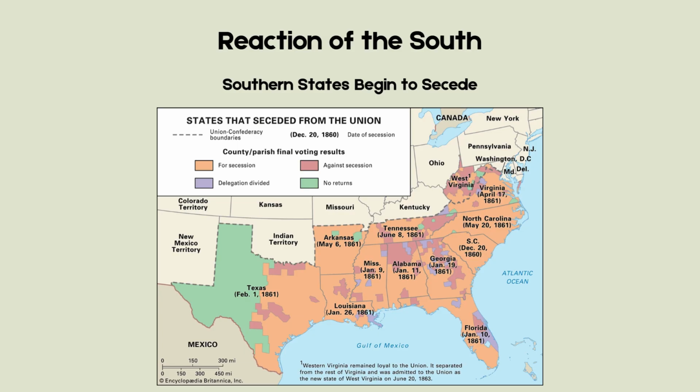Many Southern states were unhappy with Lincoln's victory, especially because of his anti-slavery stance. They believed they no longer had a voice in the Union. The first state to secede was South Carolina, and soon after, other states followed.